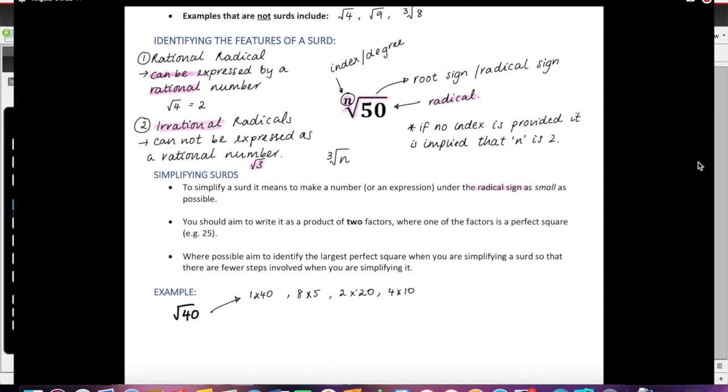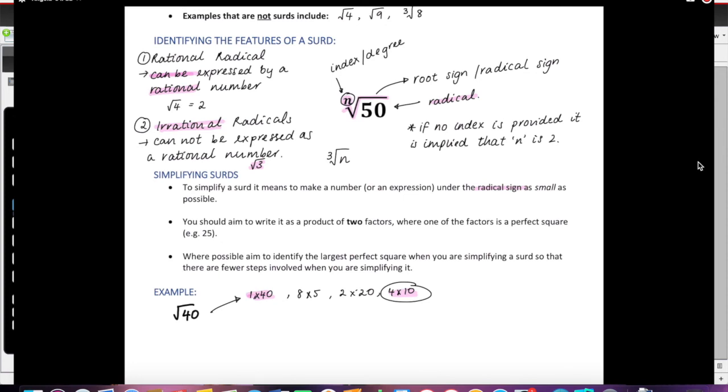All right, cool. Now that we've done that, the next suggestion says where one of the factors is a perfect square. Looking at the combinations I've written, we can identify that this combination contains a number that is a perfect square, and so does that combination there. Then the next hint says, where possible, aim to identify the largest perfect square. In this case, the largest perfect square happens to be where our factors are 4 and 10. So it looks like I'm going to be using this.